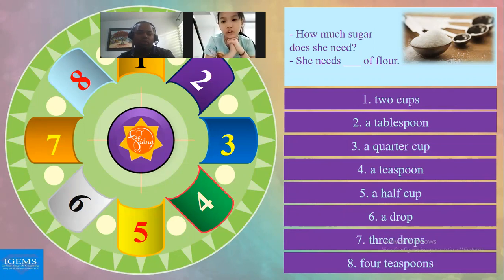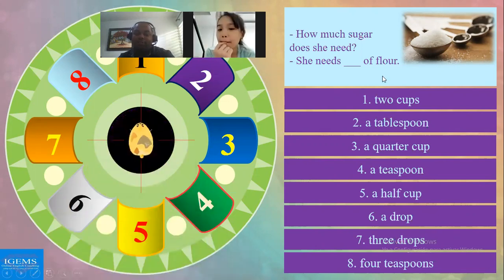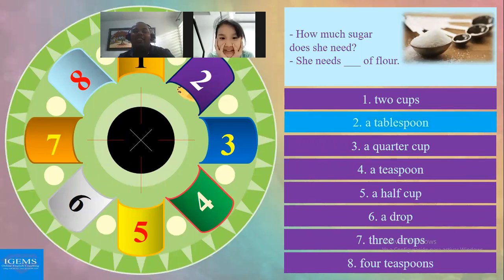She needs 2 cups. 2 cups, a tablespoon, a quarter cup, a teaspoon, a half cup, a drop, 3 drops, or 4 teaspoons. Okay. The answer. A tablespoon. A tablespoon, all right?